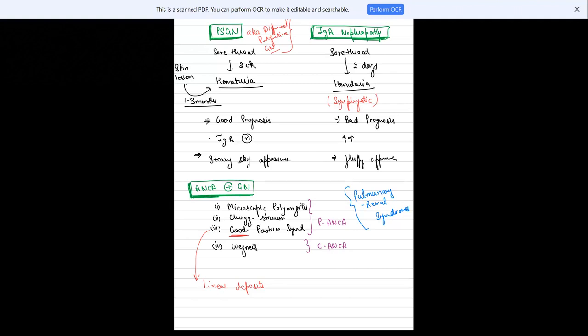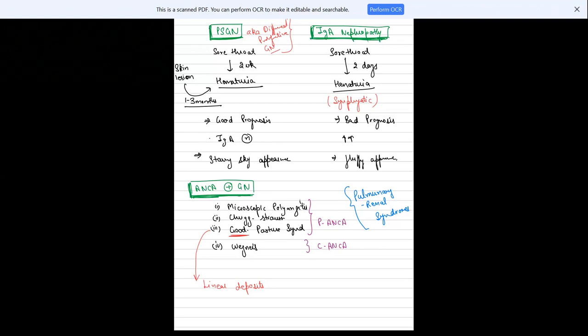ANCA positive glomerulonephritis, there are a few examples: microscopic polyangiitis, Churg-Strauss, Goodpasture syndrome, and Wegener's. There are two types of ANCA tests, P ANCA and C ANCA, and all the diseases will have P ANCA except Wegener's. Wegener's is C ANCA. Okay, so these are some kind of vasculitic syndromes.